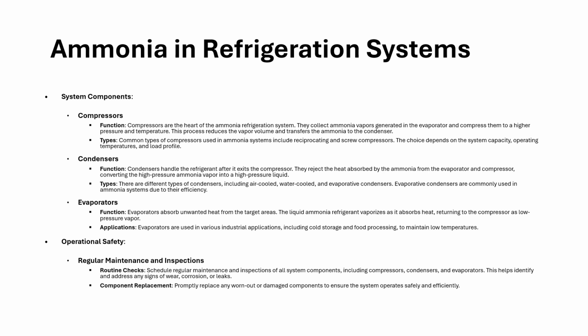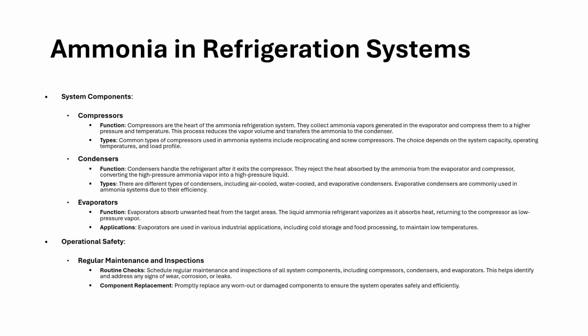Ammonia in refrigeration systems. System components. Compressors. Compressors are the heart of the ammonia refrigerant system. They collect ammonia vapors generated in the evaporator and compress them to a higher pressure and temperature. This process reduces the vapor volume and transfers the ammonia to the condenser. Common types of compressors used in ammonia systems include reciprocating and screw compressors. The choice depends on the system capacity, operating temperatures, and load profile.